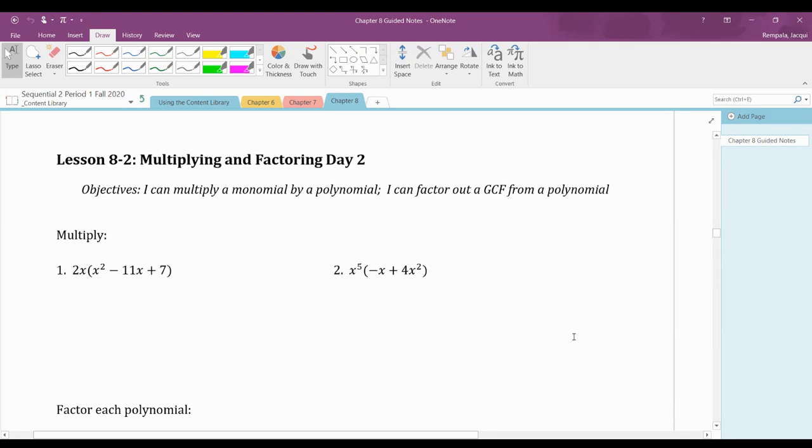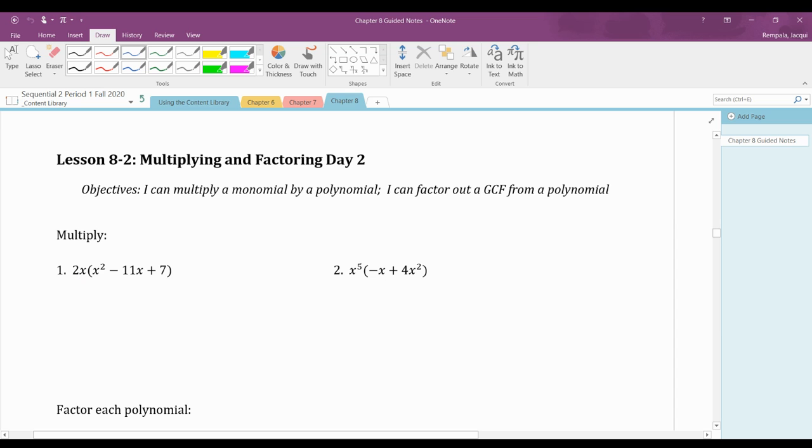Today we're going to continue with lesson 8.2, which is still multiplying and factoring. So our objectives today, we're going to multiply a monomial by a polynomial, and then we're going to factor out a GCF. So remember, when we're multiplying, we have to think about distributing that term on the outside to everything that's in parentheses. If there's a variable on the outside and the variable on the inside is the same, then we keep the variable and we add the exponents.